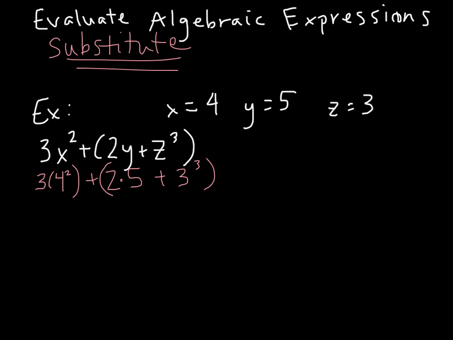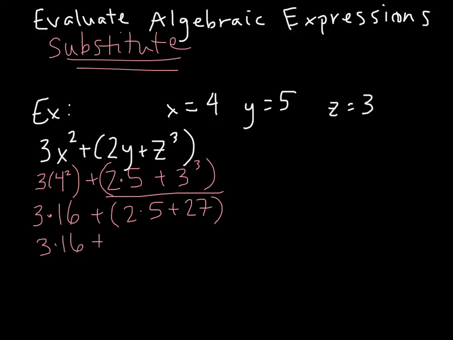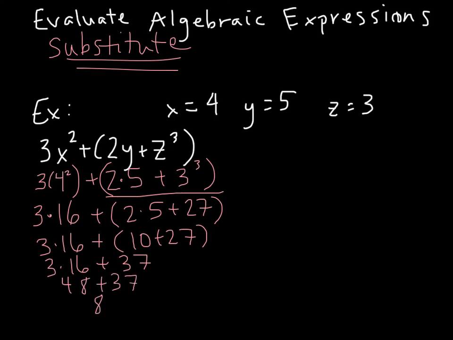So I'm going to look for parentheses. I'm going to do what's inside of these parentheses, so 3 times 16 plus, now inside of these parentheses I need to follow my order of operations. So I'm going to do my exponents first. So 3 to the third power is 3 times 3, which is 9, times 3 is 27. So I have 3 times 16 plus 10 plus 27. So I have 3 times 16 plus 37. So I have 48 plus 37, which gives me 85.